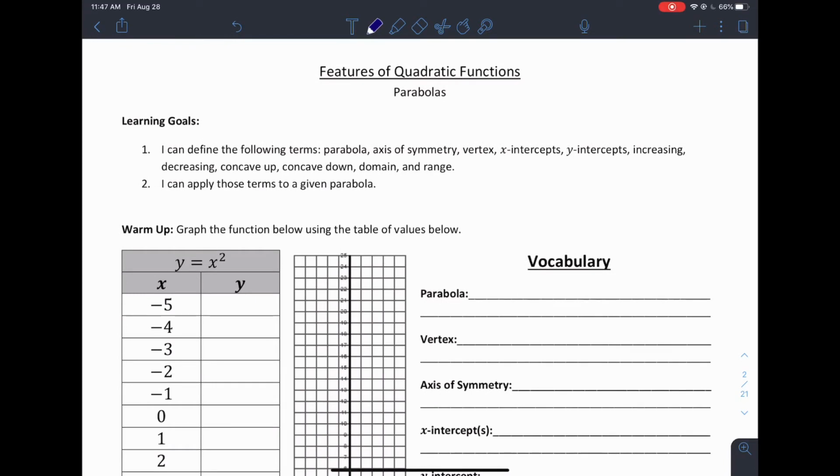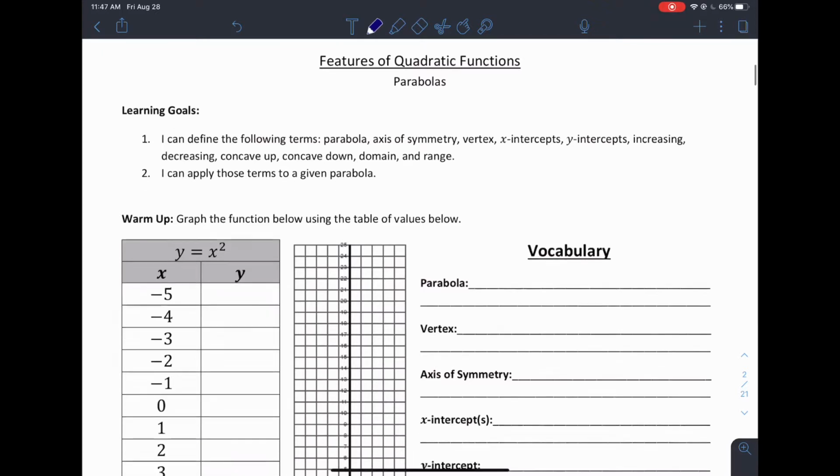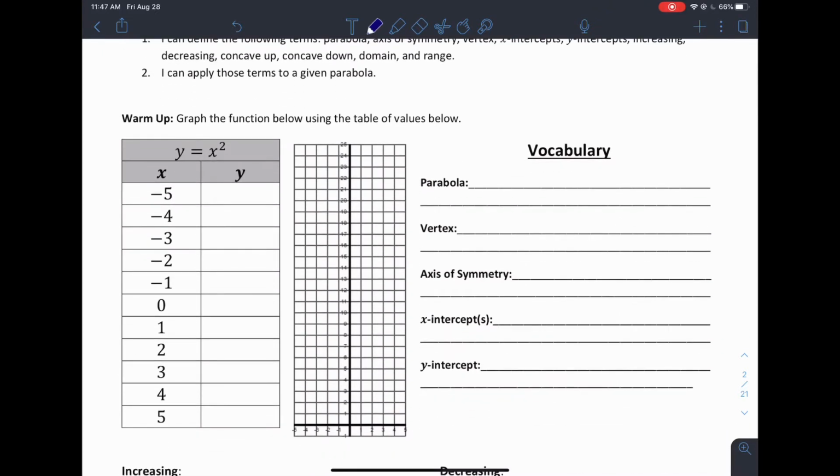So we want to look at the features of quadratic functions, and specifically, we need to think about what that means in terms of parabolas, okay? Our goals today are we want to be able to define that list of vocab words there, and then we want to be able to apply those terms to a given parabola, okay? So we're going to start by graphing the function y equals x squared.